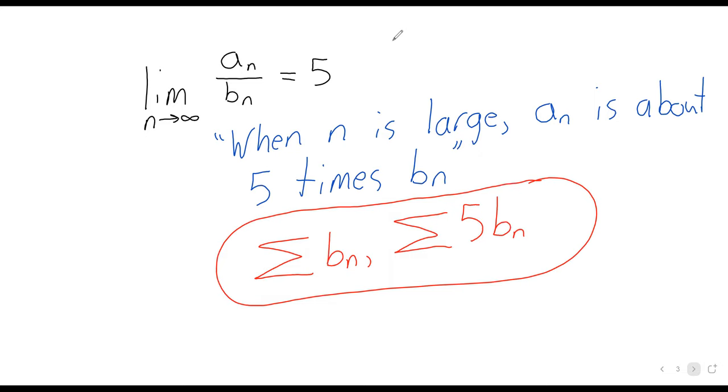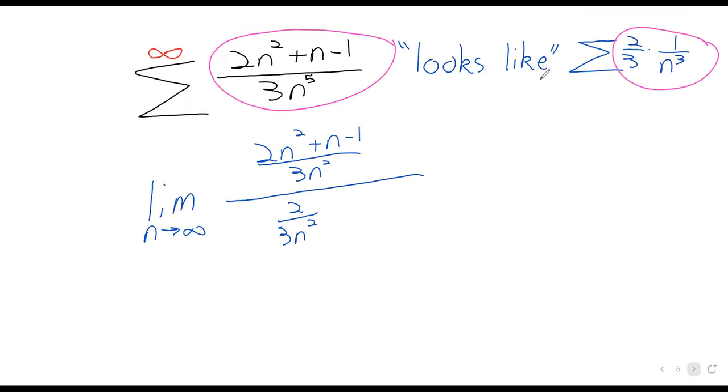But if this limit as n goes to infinity is finite, if it's 5, then the limit as n goes to infinity of the other fraction is also going to be a positive number. It's going to be 1/5. So the order of the division is not significant here. I divided the original series by the thing we're comparing it to. That's probably the most standard way to do it.